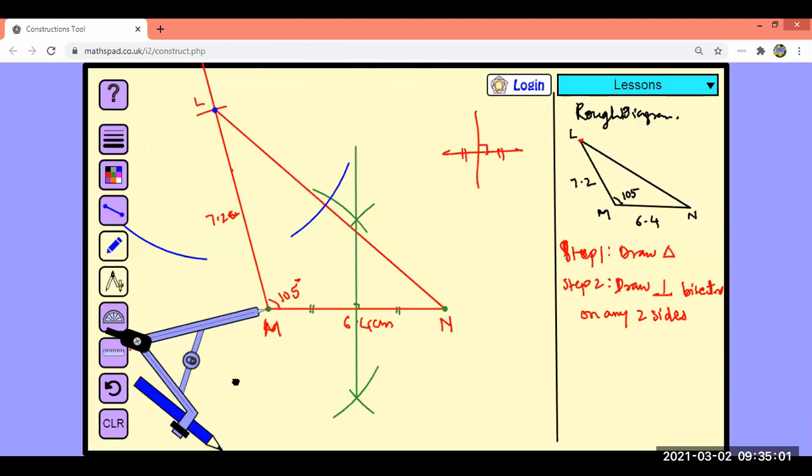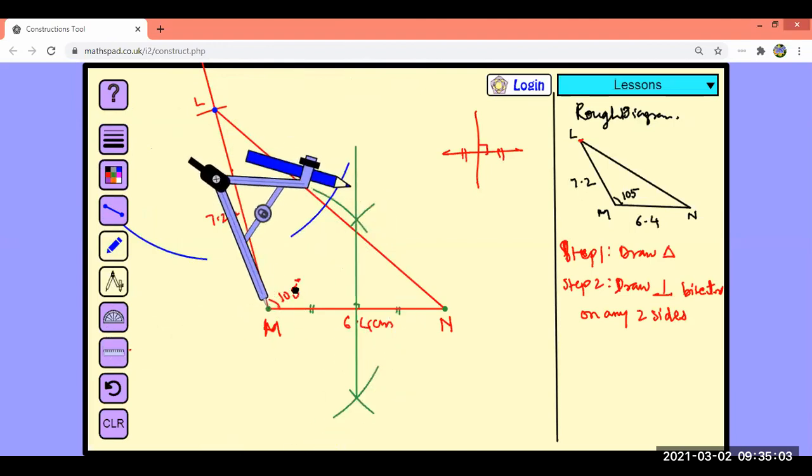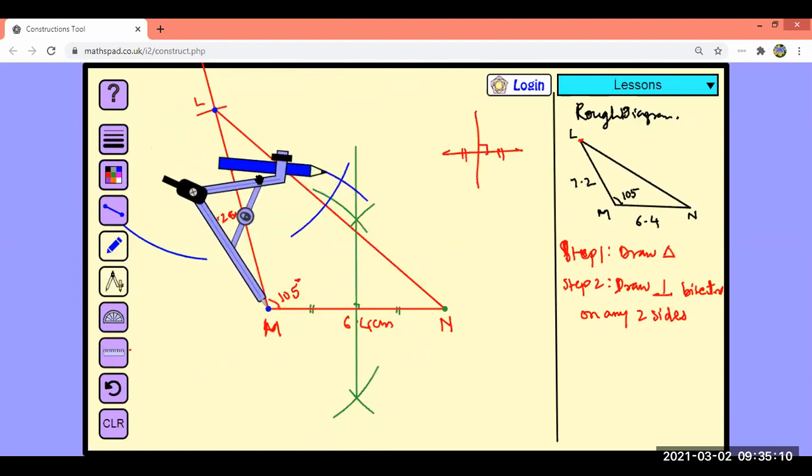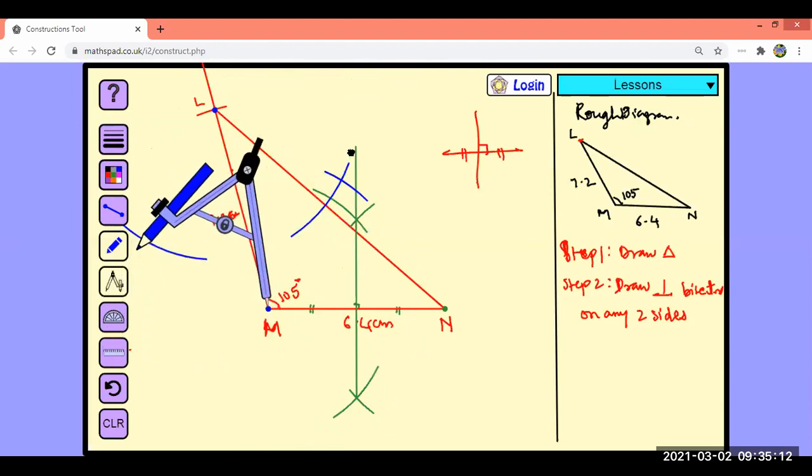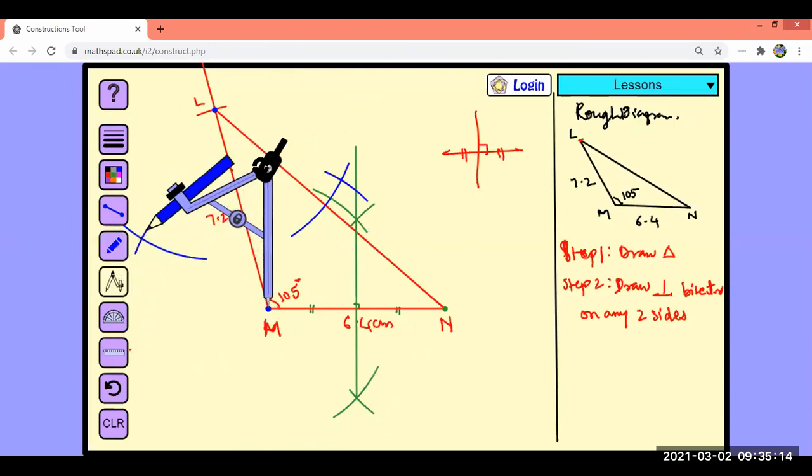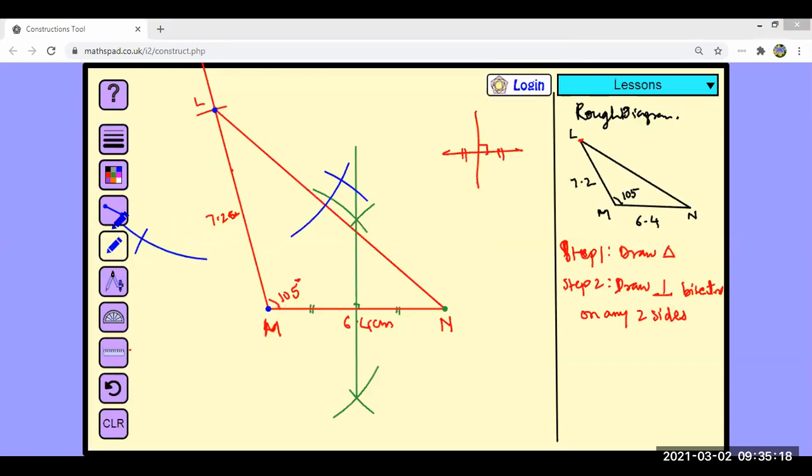Okay, and with the same distance, without disturbing this distance between the legs, we are going to cross out those arcs. So there we have crossed out one arc, and here we are going to cross out the other arc. Okay. And joining these two points, we get the perpendicular bisector. We have to just join these points and extend the line so that it intersects the green perpendicular.